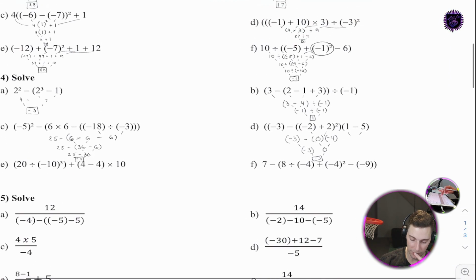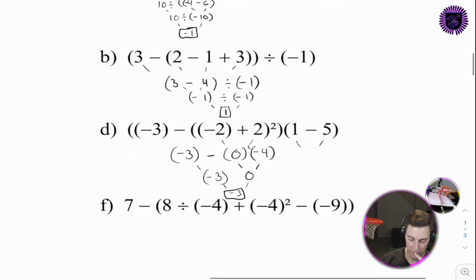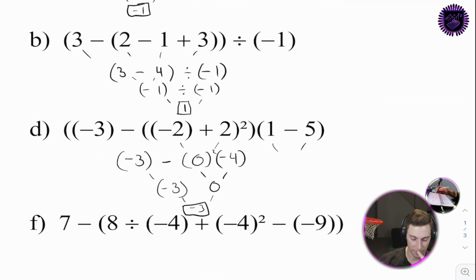4d, 12? What did I do wrong? 4d, 12? Oh, it's in brackets. Oh, what? No. What is happening? Oh my gosh. Okay. Okay.